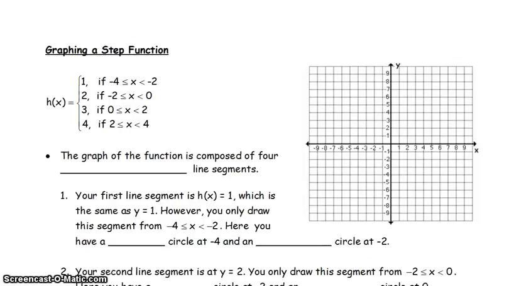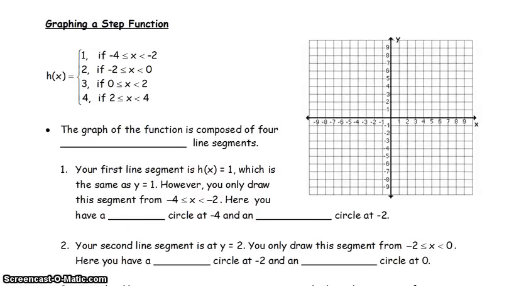And our last piece is similar to a piecewise, but it's a step function. So we've got h of x, and we have all these pieces to h of x. Just like before when we separated it and we said it was like y equals 2x minus 1 and y equals 3x plus 1, this is the same thing as saying we've got y equals 1, y equals 2, y equals 3, and y equals 4. The graph of the function is composed of 4 horizontal line segments. So those are going to be 4 horizontal lines.